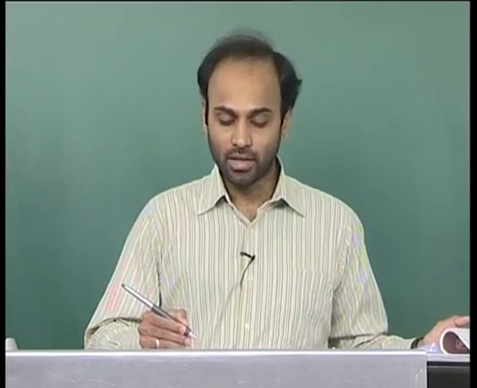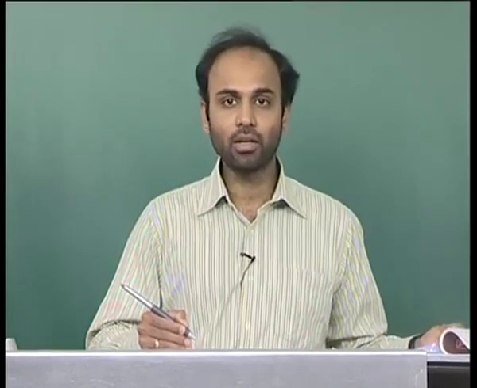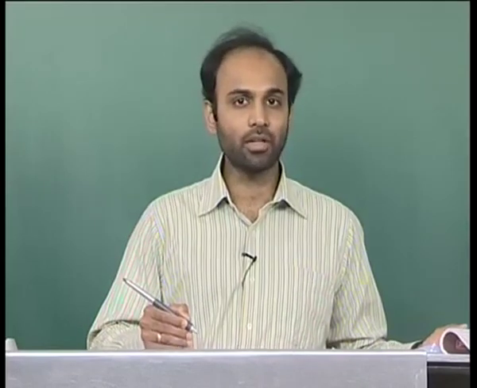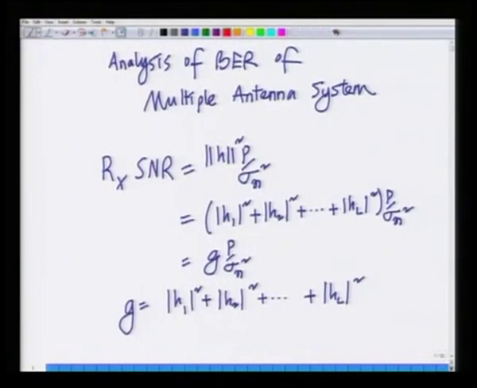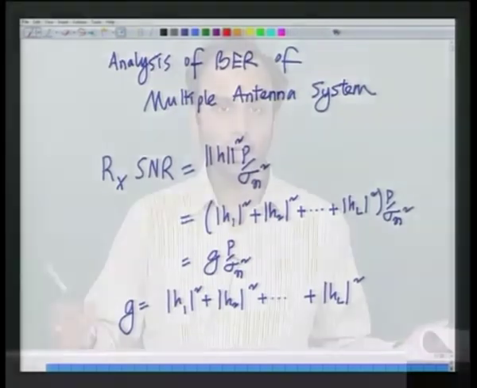We said the SNR at the output of the maximal ratio combiner in a wireless communication system with multiple receive antennas is given by this expression, which is the receive SNR equals norm H square P over sigma n square, where P is the power in the transmitted signal, sigma n squared is the noise power, and norm H square is magnitude H1 square plus magnitude H2 square, and so on until magnitude HL square, where L is the number of receive antennas and H is the fading coefficient associated with that particular receive antenna. That is, H1 is the fading coefficient associated with receive antenna 1, H2 with receive antenna 2, and so on up till HL, which is associated with receive antenna L.